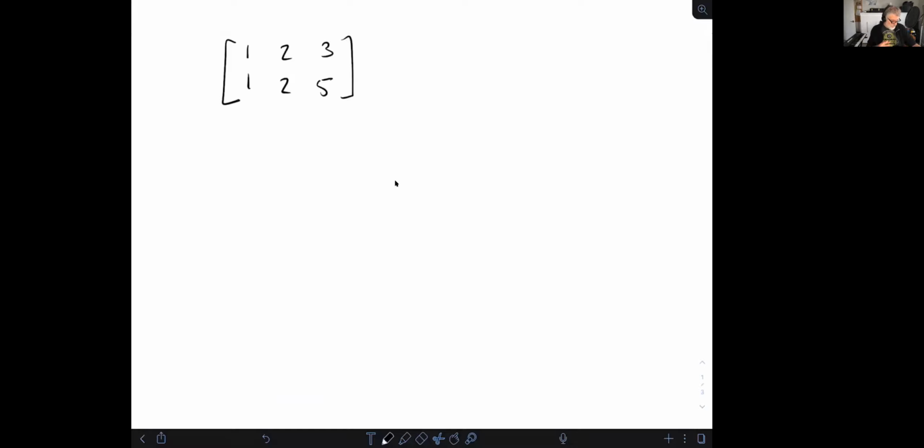Okay, so first step, I want to make this entry here, top left, non-zero by flipping rows if necessary. It's there, it's fine. Then I want to multiply that row by the correct scalar to get a 1. I got a 1, I'm happy. And then I make what's below it 0. So how do I make that 0 here? I'll do -1 times row 1, and I'm going to add that to row 2. Okay? So what do I get?